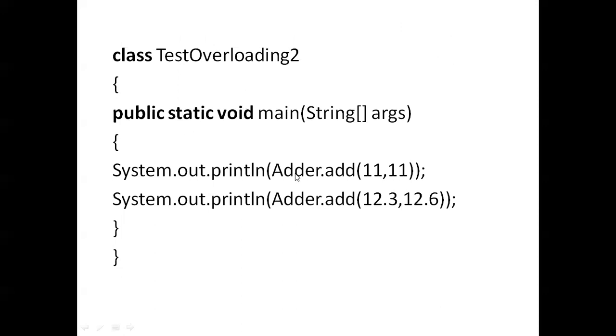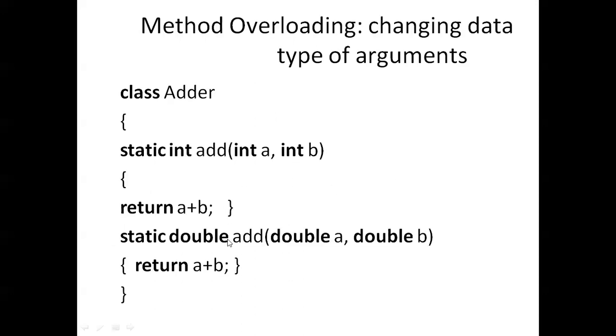So what is the output we are getting? adder.add is nothing but 11, 11. Here I am giving the integer data type, but in the second call we are giving a different data type, that is double. Double is our new data type. This is a different data type. So this is what method overloading is.